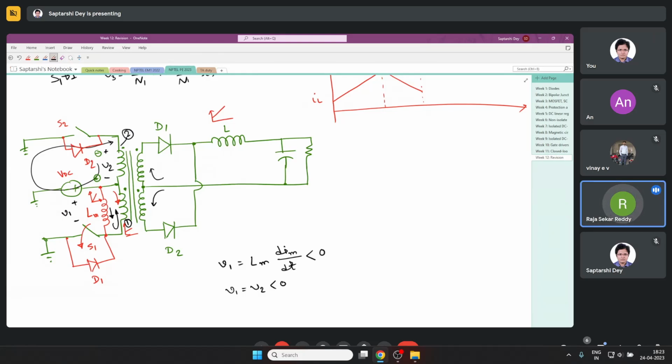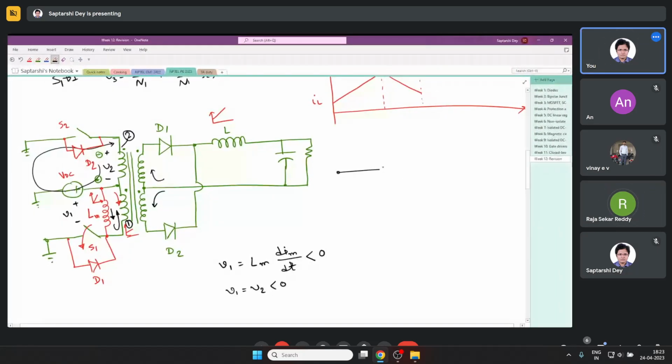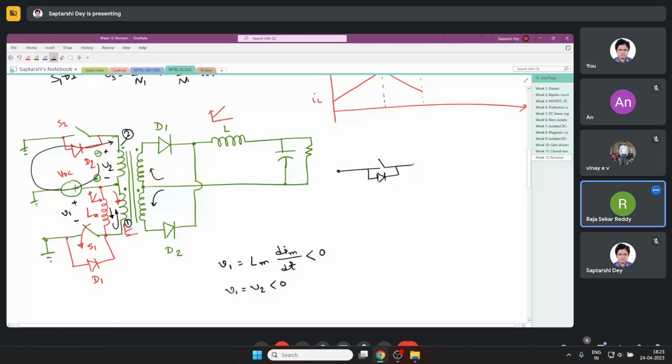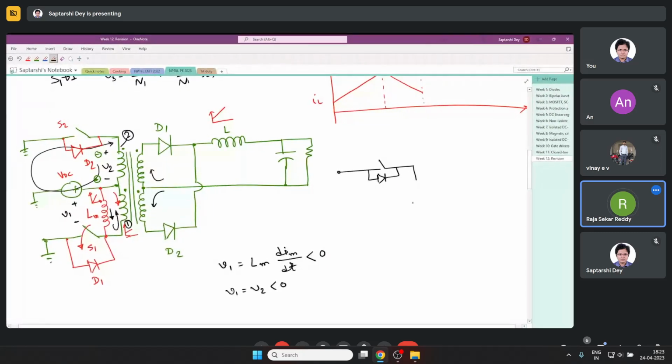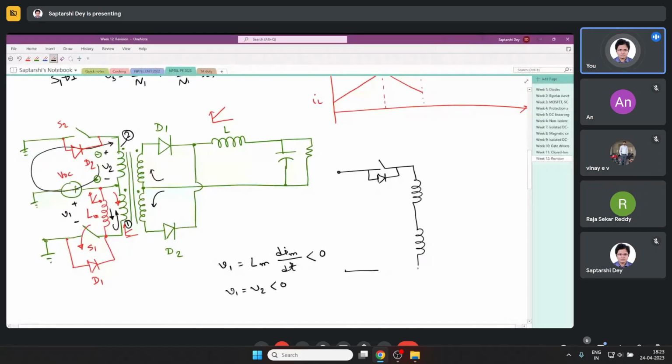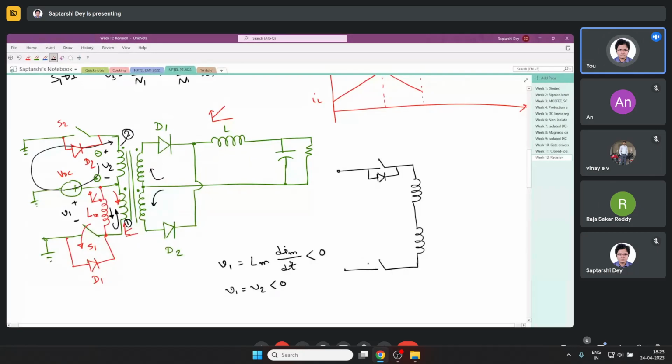Yes, sir. But how does it return back to the inductance Lm? Okay, let me draw it clearly once more. So if this is the circuitry, all these things are wound on the same core, the same transformer core. So they all are magnetically coupled.